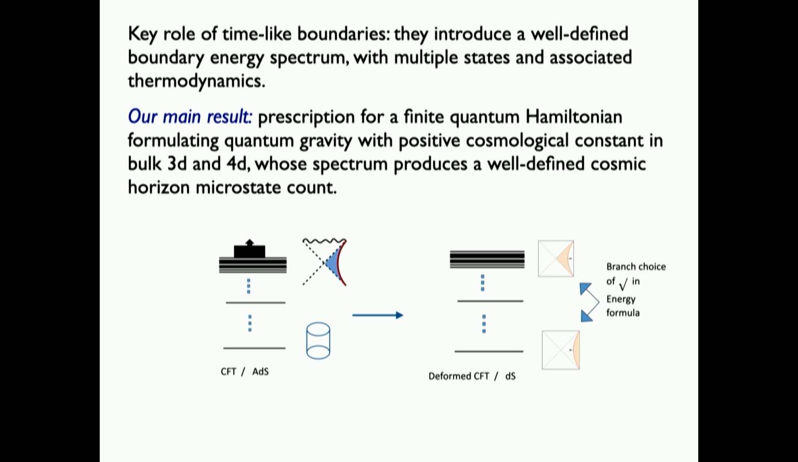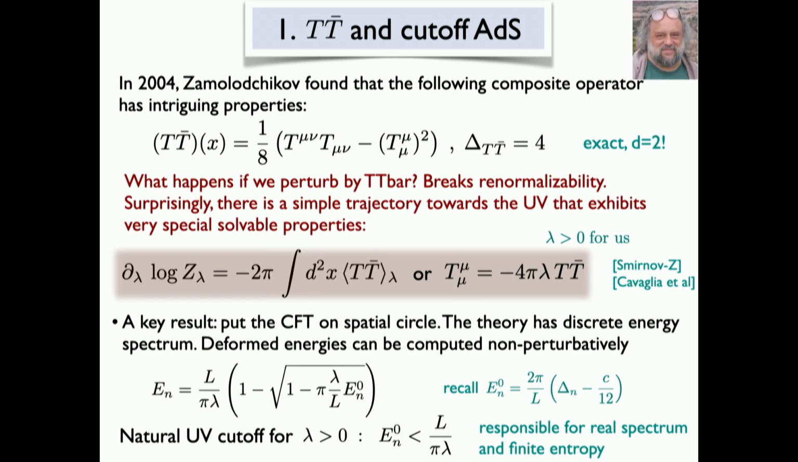And the spectrum of this finite quantum Hamiltonian will produce the correct cosmic horizon entropy. So a picture of the spectrum is shown here on the right-hand side, and we'll understand how to get this spectrum by a series of deformations from the known AdS/CFT case. So that's basically where the talk is going. Okay? So let me begin with TTbar.